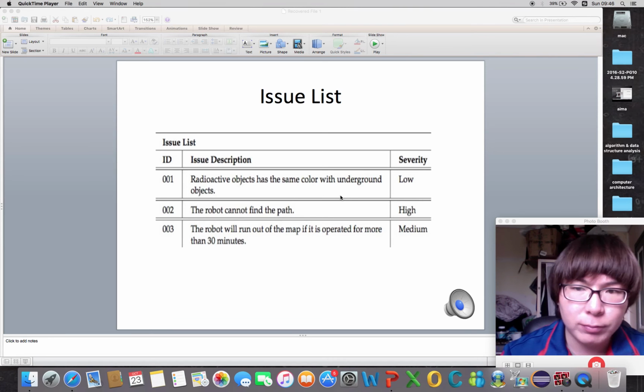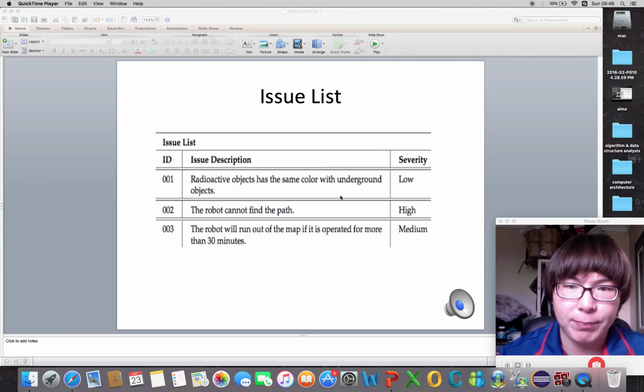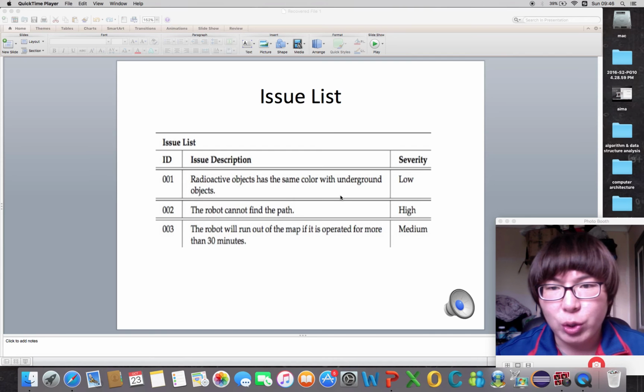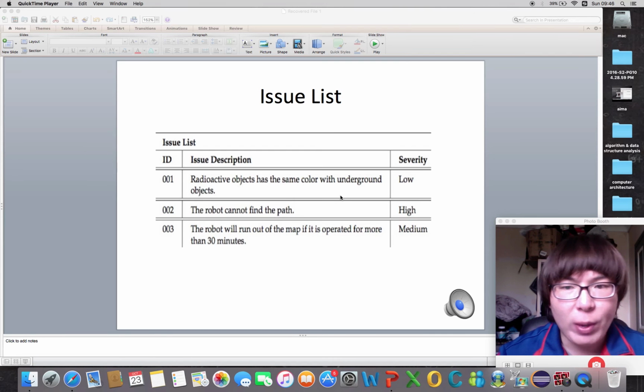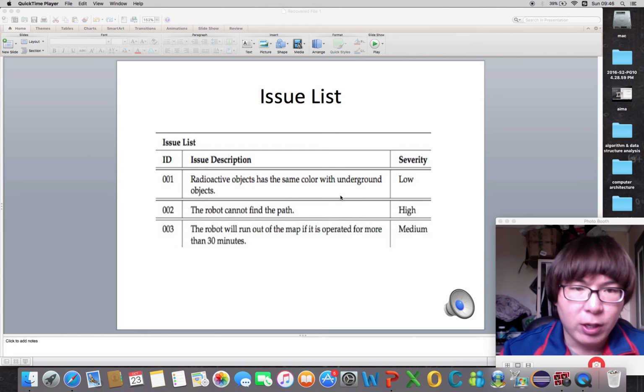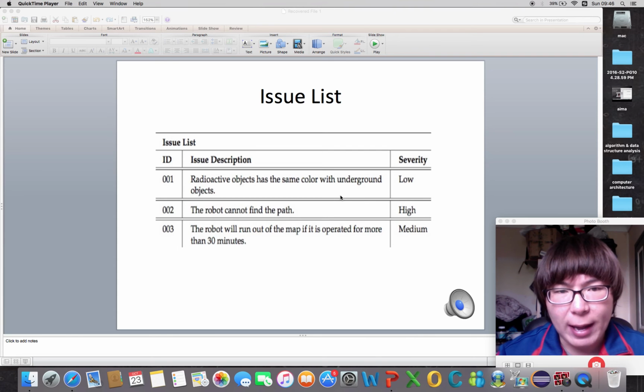For example, the first one is that radioactive objects have the same color as underground objects. So for this issue, the corresponding severity is low. Like this, we will show a lot of these issues we met, and we will also evaluate the severity of every issue and record them in the testing report.